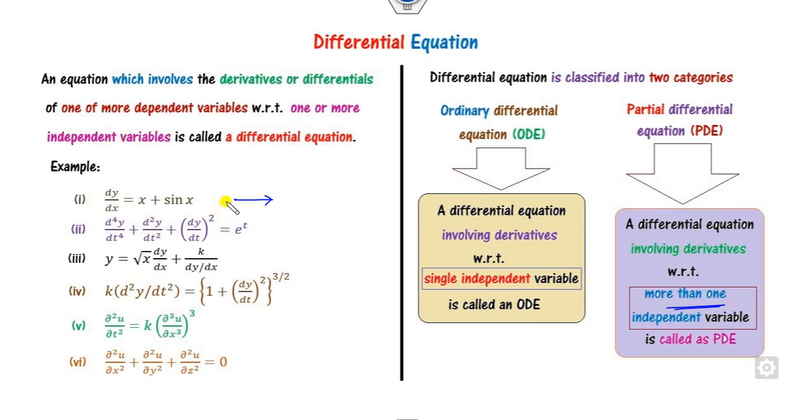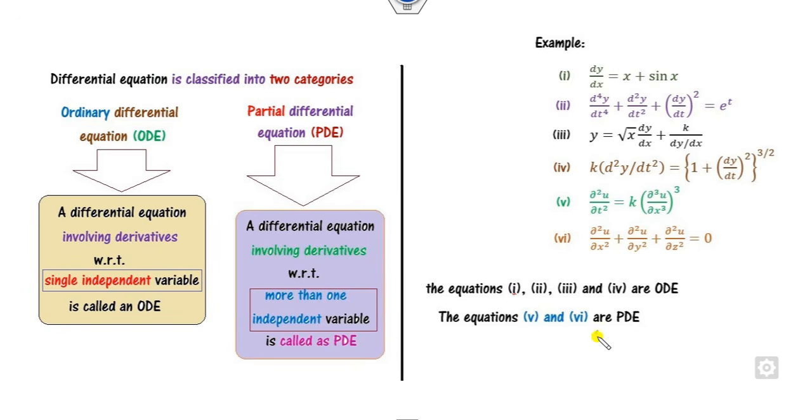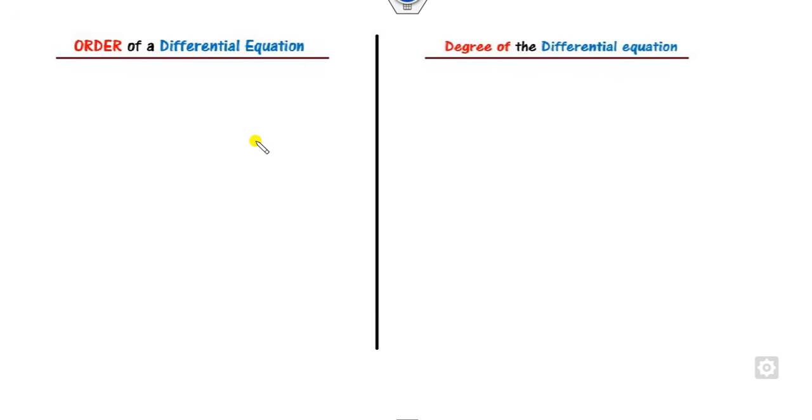So clearly there is only one independent variable, so this is my ODE. Again, this has one independent variable, so this is also an ODE. Again, this has only one independent variable, that is x, so we call it an ODE. Again, this is my ODE, while the last two are my PDEs, partial differential equations. So once you have categorized these differential equations into two categories, ODE and PDE, now the major question arises: what is the order and what is the degree of the differential equation?